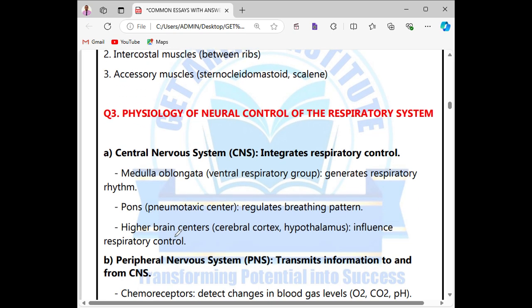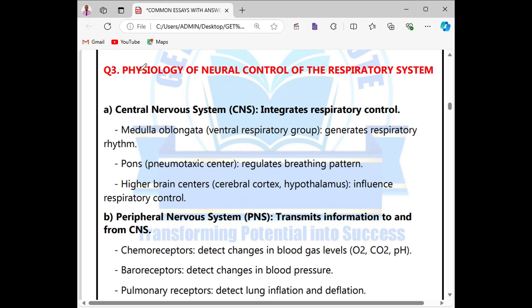So that was on question 2. Can we now talk about question 3?